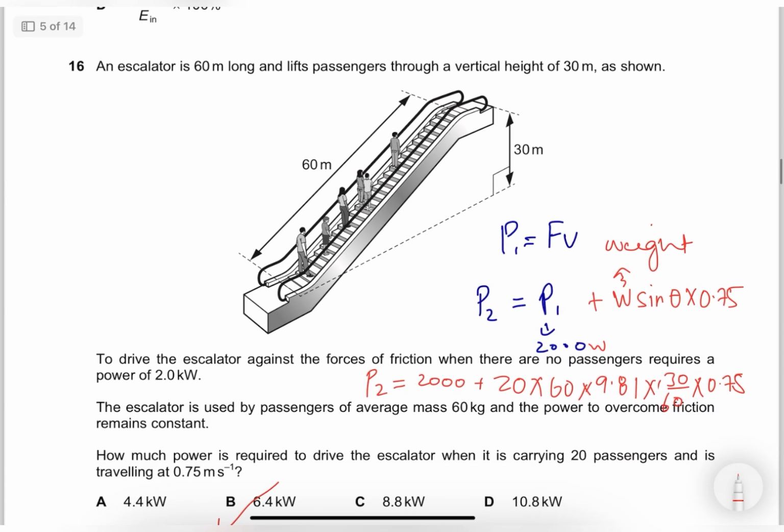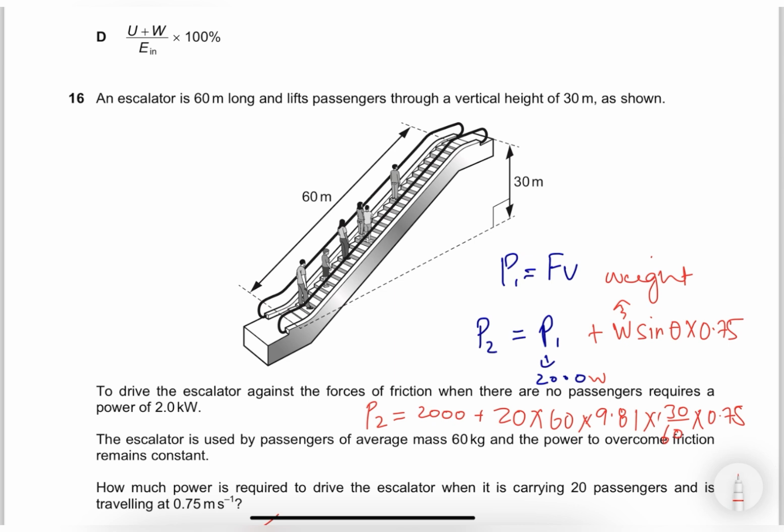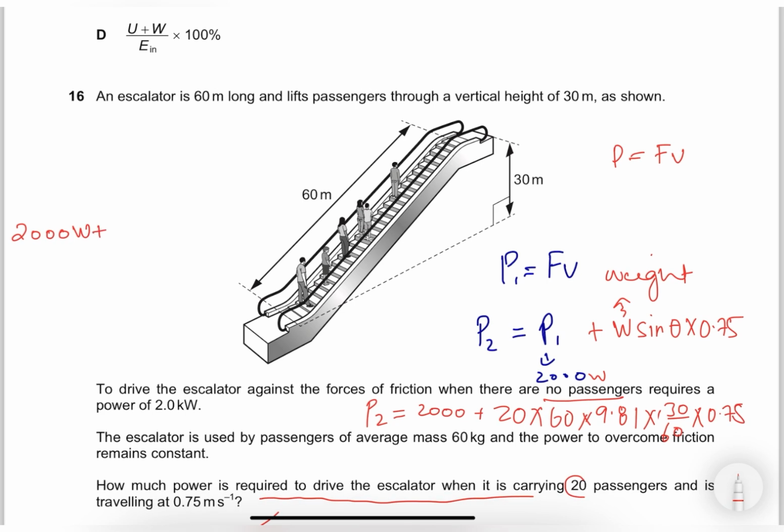Let us move on to this one now. An escalator 60 meters long lifts passengers through a vertical height of this much. Now you know this formula for power: power equals force times velocity. Now look very carefully. When there are no passengers, power is 2 kilowatts, that means 2000 watts. How much power is required to drive the escalator when carrying 20 passengers?